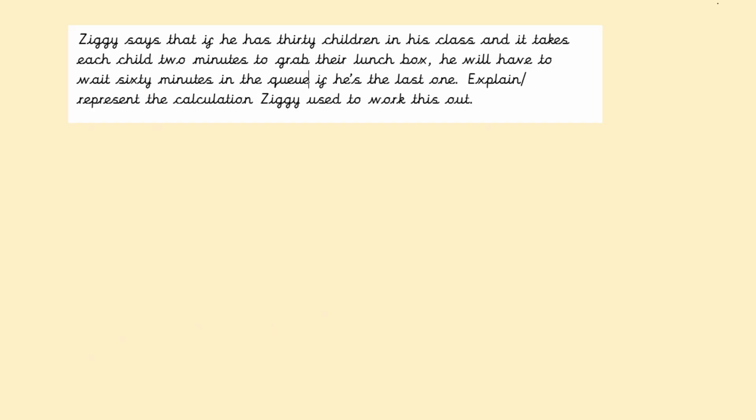Here's another question for you. Ziggy says that if he has 30 children in his class and it takes each child 2 minutes to grab their lunchbox, he will have to wait 60 minutes in the queue if he's the last one. Explain, represent the calculation Ziggy used to work this out. You might want to pause here and think about the number sentence. If there are 30 children in Ziggy's class and each takes 2 minutes, which of those numbers is going to be the multiplicand? Pause, have a think, have a go at representing it.